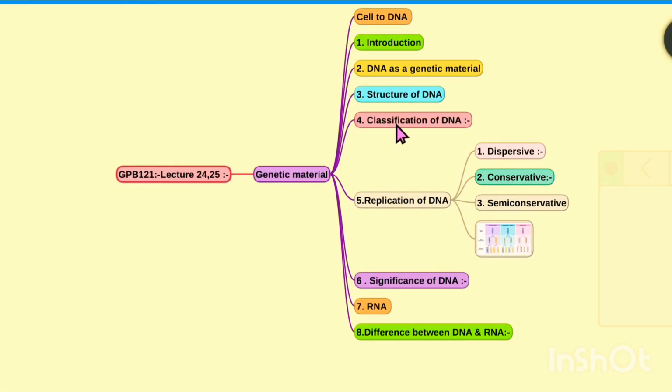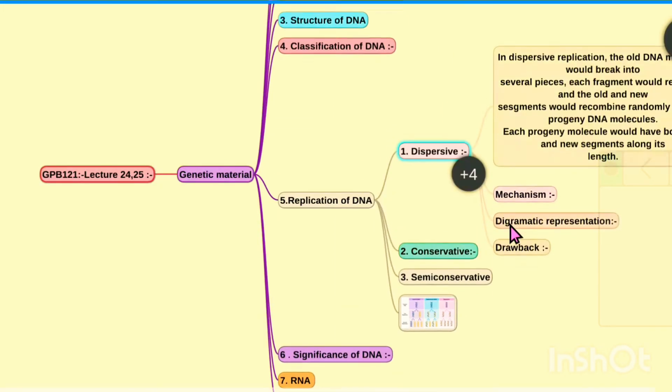The first one is dispersive replication of the DNA, the second one is conservative replication of the DNA, and the third one is semi-conservative replication of the DNA. The third one is the most important and has been successfully proved. We'll see the first one, the dispersive method of replication of the DNA.